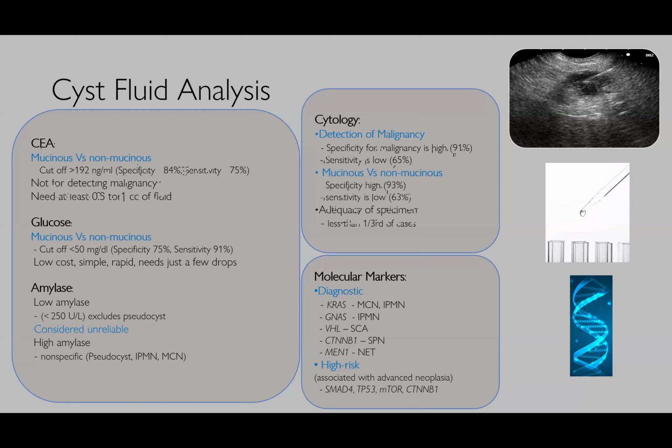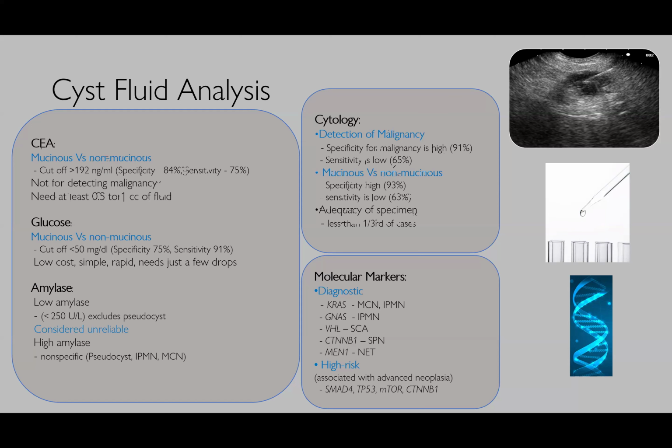Some of the common ones that we use are CEA. A higher CEA indicates that it's more likely to be a mucinous cystic lesion. 192 was taken as the cutoff in one of the studies from our institute, and that's pretty widely followed everywhere. But there are other studies that show different kinds of cutoffs. But essentially, a higher CEA indicates that a cystic lesion is more likely to be mucinous than non-mucinous.